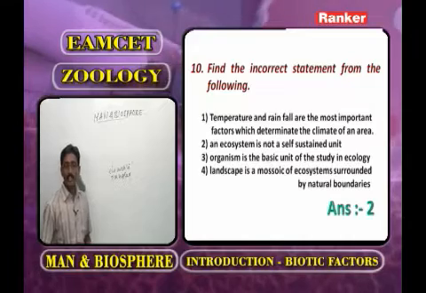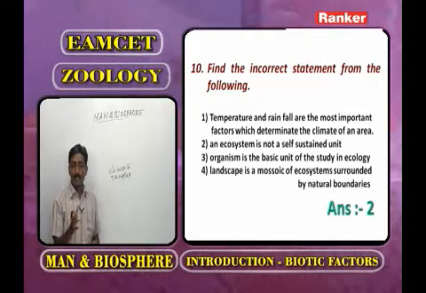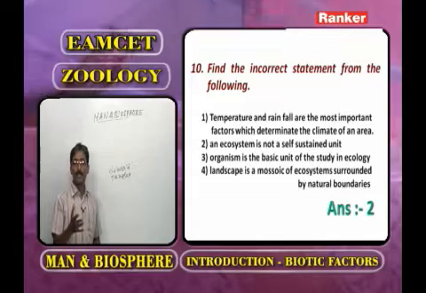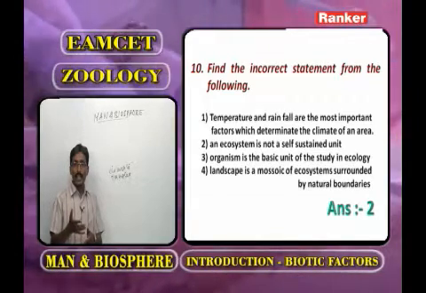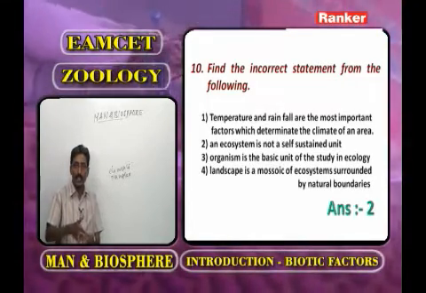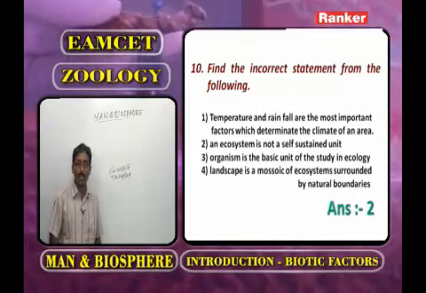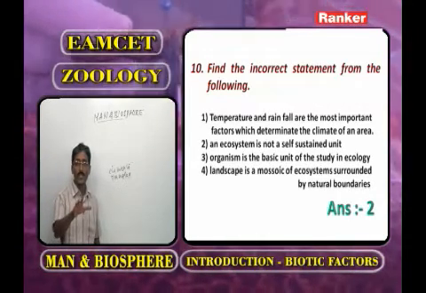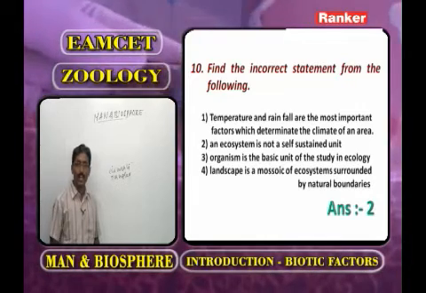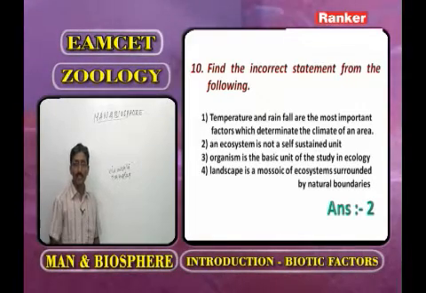What about the third statement? Organism is the basic unit of study in ecology. What is meant by ecology? It is the relation between the living organisms and the surrounding environment. So in order to explain ecology, what is the basic unit? Nothing but the organism. So the third statement is correct.